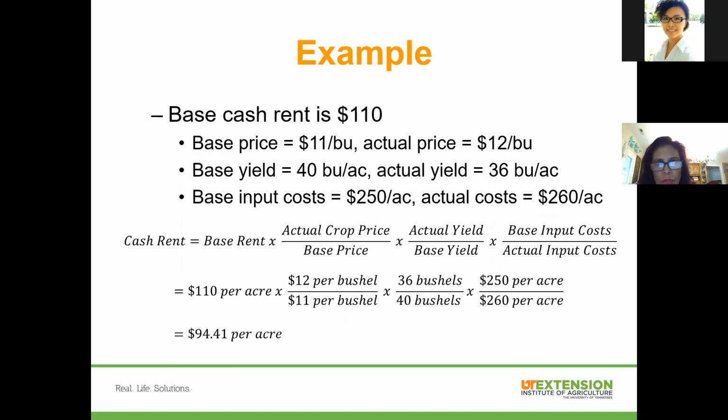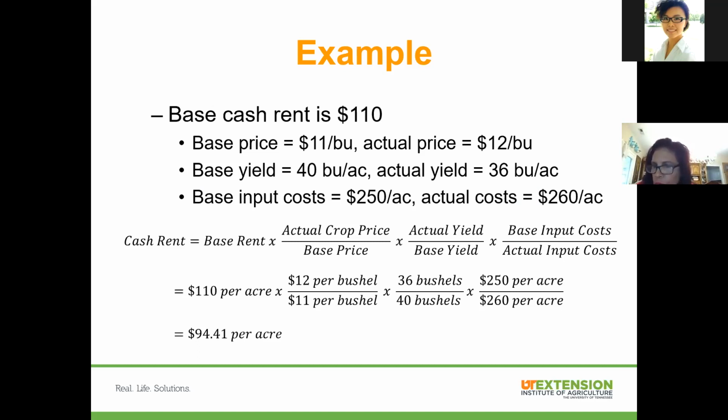And then another example, putting these three pieces together. My base rent is $110, the base price is $11 per bushel for soybeans, and the actual average price the farmer received is $12 per bushel. Base yield, we're estimating 40 bushels per acre, and actual yield went down a little bit, it could be because of weather, so we're looking at 36 in this example. And input costs, we're setting the baseline at $250 per acre. Actual cost went up to $260 per acre. So with all these price, yield, and input cost changes, would you estimate an increase in your rent or a decrease?